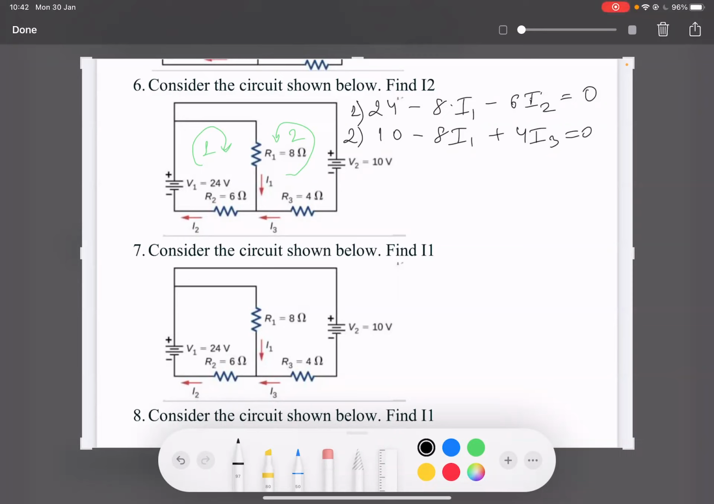Now we're going to use the current junction rule. We select this point, can you see it, guys? All the current going into the junction is equal to 0. That's Kirchhoff's current rule. Now we know that current 1 and current 3 are entering the junction, so current 1 plus current 3 should be equal to current 2. So this is our third equation.